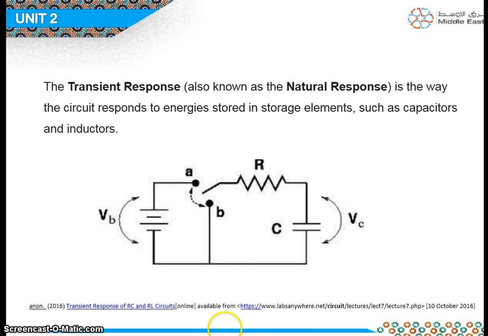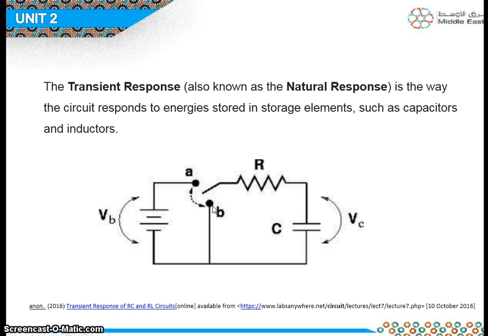If you look at the given example, you can see here a switch which can be in position A or B. If the switch is in position A, the circuit is completed through a battery, a resistance and a capacitor. Once the capacitor is fully charged, the switch can be thrown to position B.